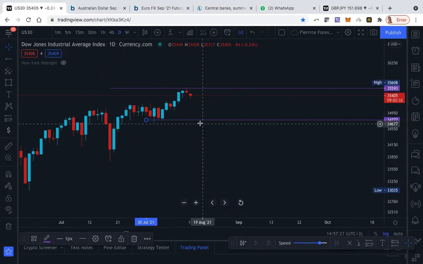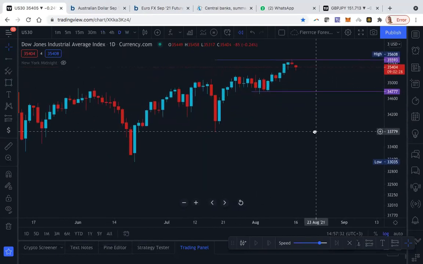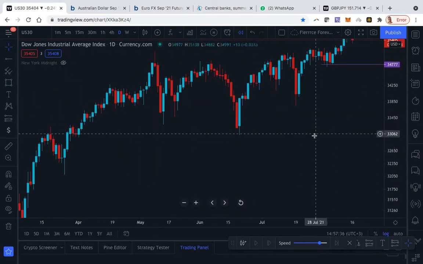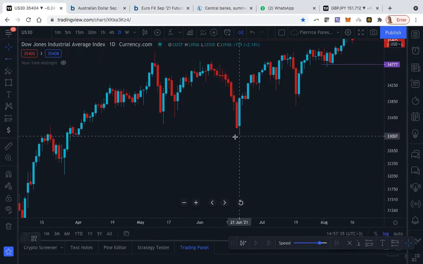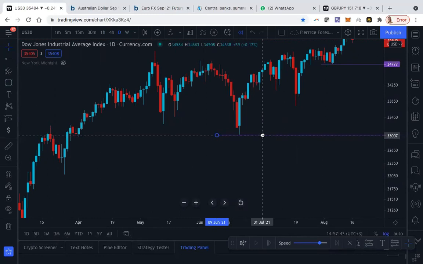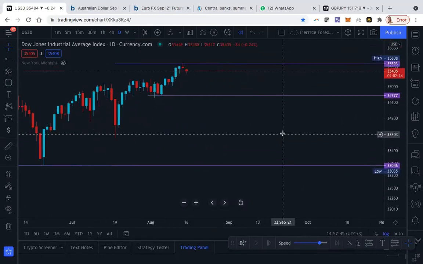I feel like US 30 wants to push lower. Okay. Right about now, I feel like we want to push lower. There's some interesting levels here. So I'm really bearish on US 30. I'm bearish on US 30.